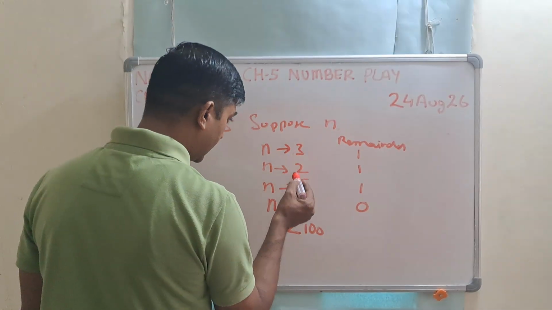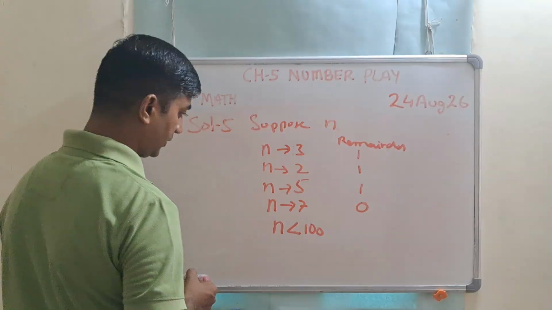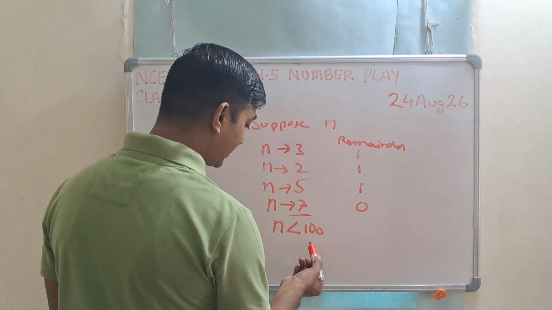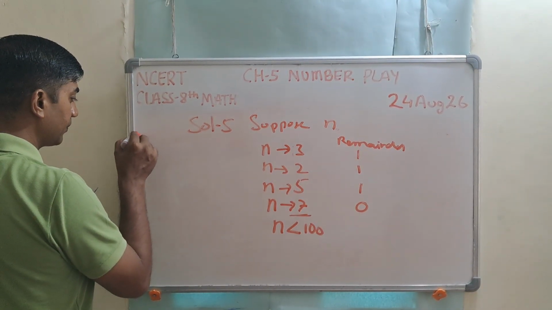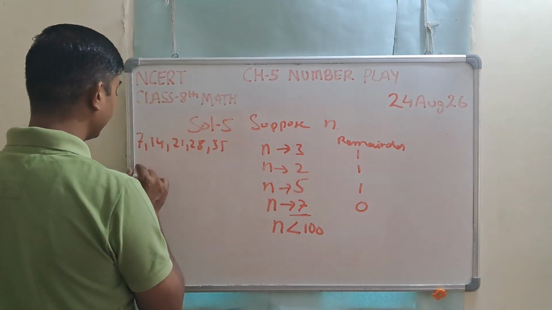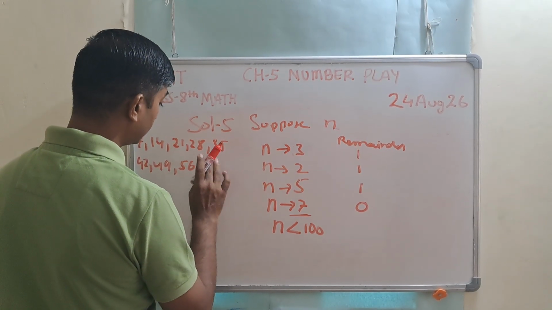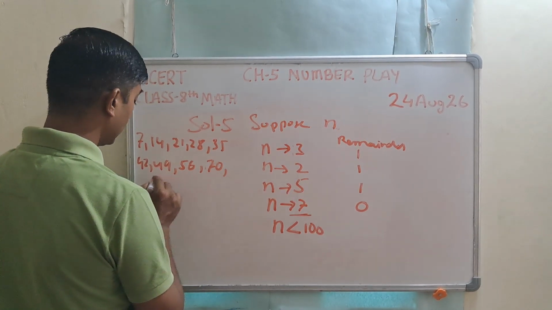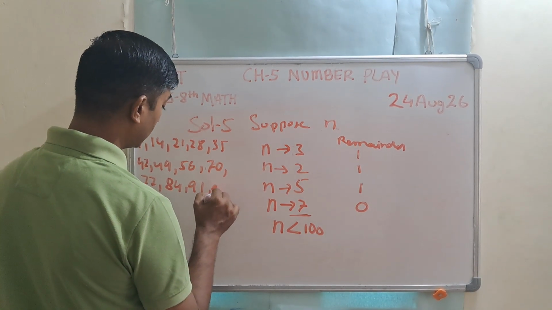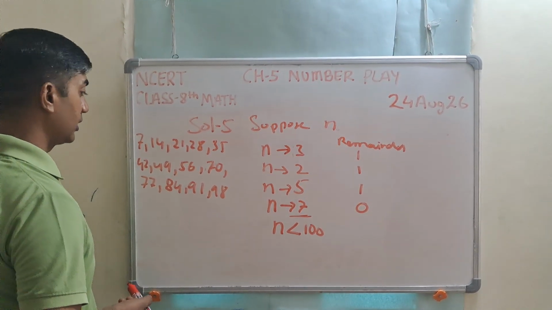Now let's write the numbers which are divisible by 7 and less than 100. Understood? What are the options we have? 7, 14, 21, 28, 35, 42, 49, 56, 70, 77, 84, 91, 98. And after that the number will be greater than 100. Understood? So we will not take those numbers.